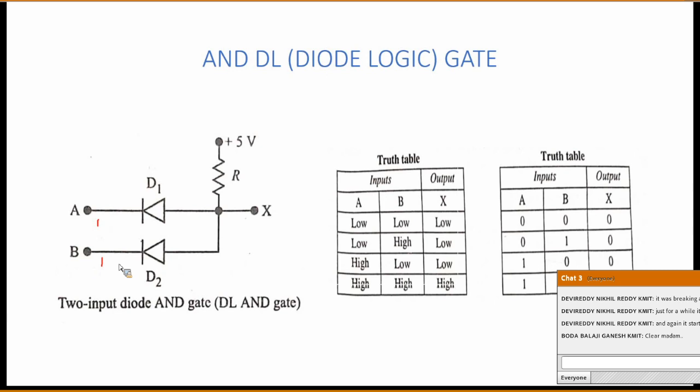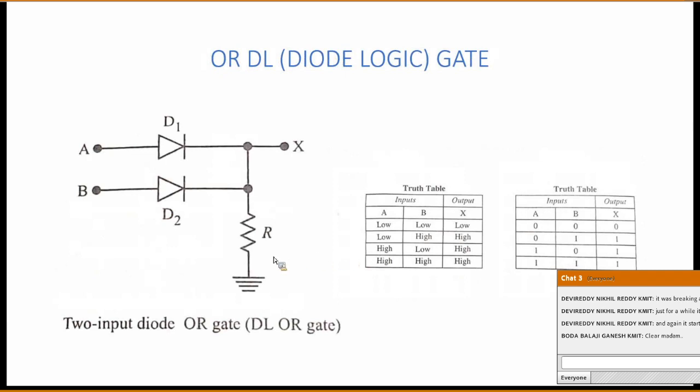If both are 1, that is both are given 5 volts, so both are reverse biased. So no conduction, and they will act as an open circuit. So the total supply voltage will be available at the output, excluding some very small voltage drop across the resistor. The output will be approximately 5 volts, like 4.4 or 4.5 volts. Hence, above the threshold value of 3.5 we consider it as logic 1. So the output is equal to logic 1.